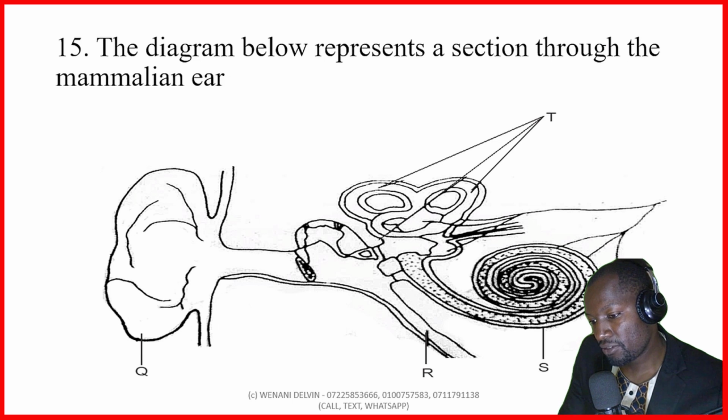Now, the diagram below represents a section. This is question number 15. The diagram below represents a section through the mammalian ear. Now, we have those sections starting from Q. Q is here. Then we have R. R is here. S is here. And then T is here. So, question.